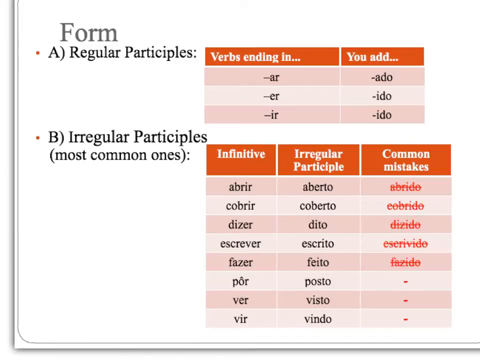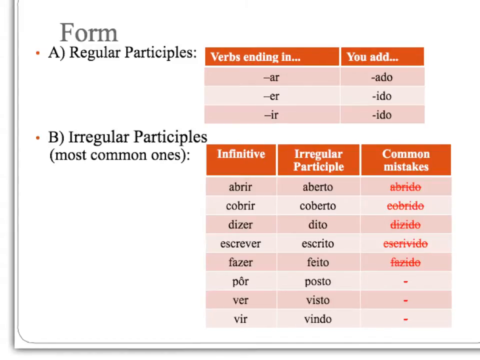For por, which means to put, ver, to see, and vir, which is to come, I couldn't really think of a common mistake because it didn't cross my mind something that people would say, but I guess it would be something like... for pôr it is like an OR verb, so that's why I couldn't come up with one. But ver would be vido, which I don't remember anybody making that mistake, so that's why I didn't add that.